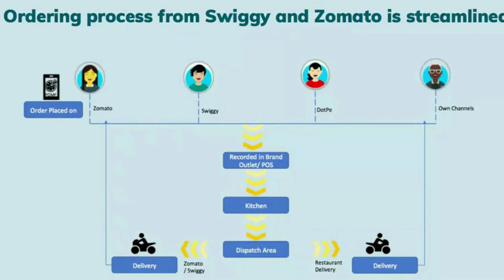Hence it is a four-step model that we follow. Step one being order generation, step two being completion of order, step three being dispatch, and step four being delivery to the end consumer.